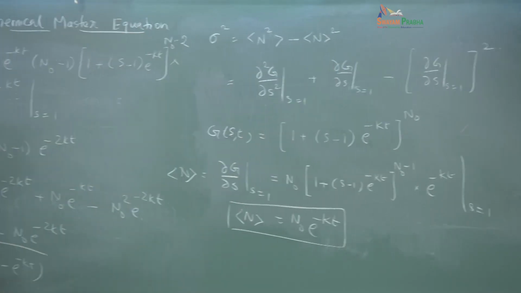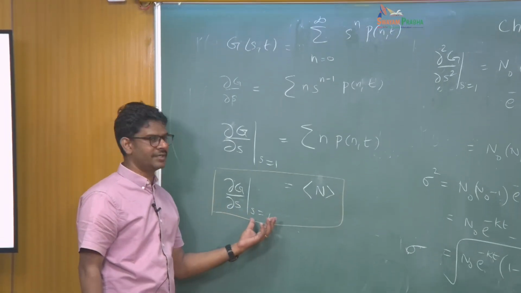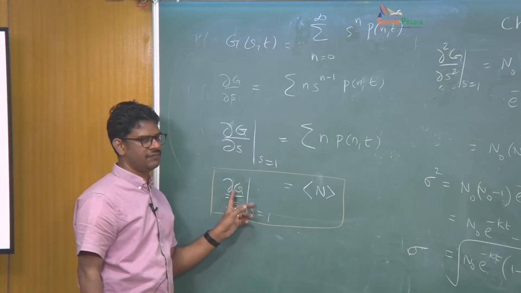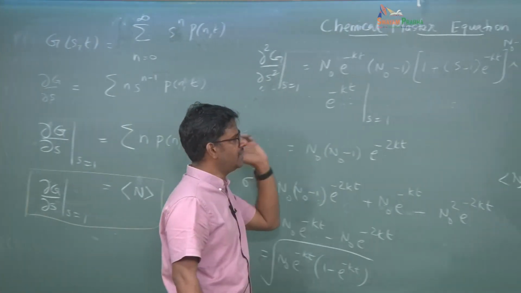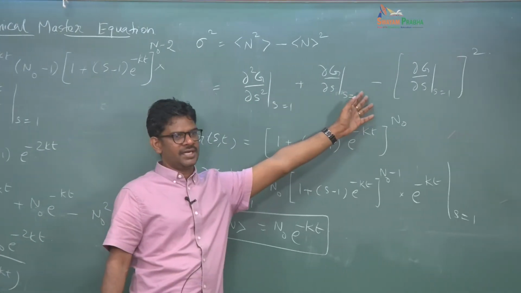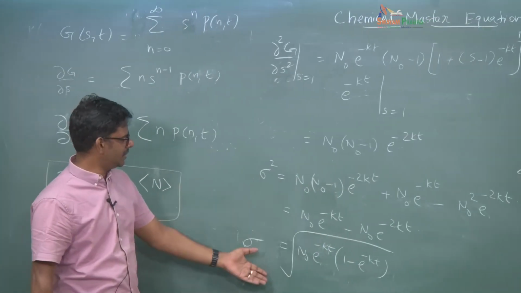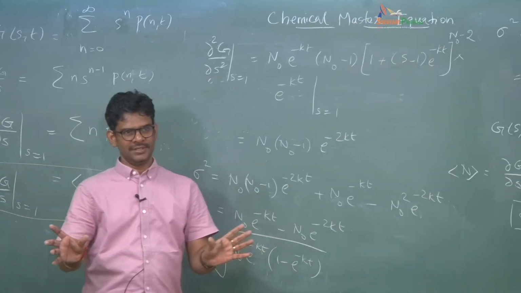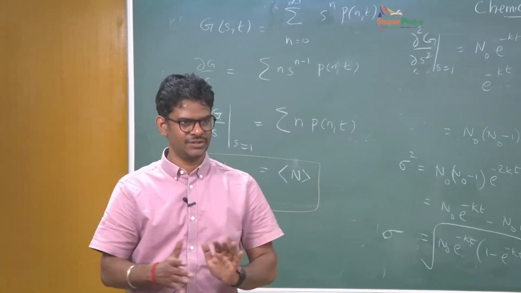So we showed that the mean is given by the first derivative of g with respect to s, calculated at s is equal to 1. Since we know g, we can directly get the derivative and then get mean. Similarly, the standard deviation or the variance is proportional to all this second derivative and first derivative. Get all the second derivative, first derivative, substitute here, you will get the same result. So we have two approaches, depending upon whether you want the absolute probability distribution or you want to get only the mean and standard deviations.